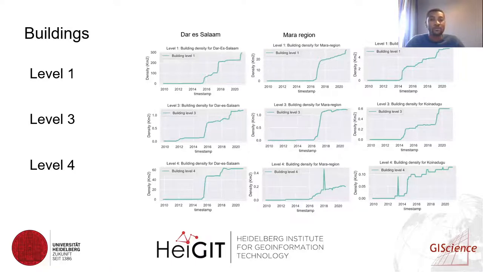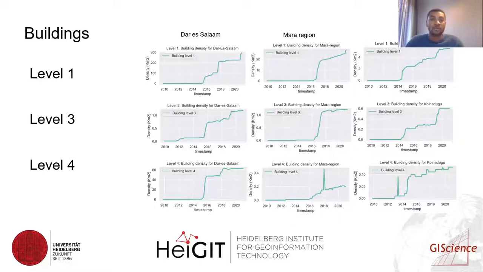So the results for buildings. Ini adalah hasil level 1, 3, dan 4 pada bangunan, pada data bangunan di 3 studi kasus. Dapat dilihat bahwa trennya cenderung meningkat setiap tahunnya. Surprisingly, in Dar es Salaam, we witnessed that the elements mapped in level 4 were more than level 3.